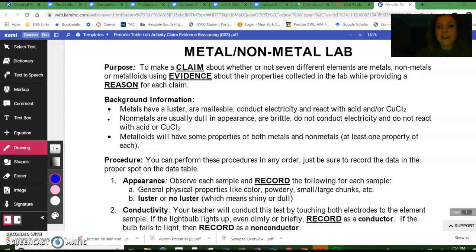Hello, chemistry students. This is a video to give you some guidance on how to fill out the data section of the metal, non-metal lab that we did in class.